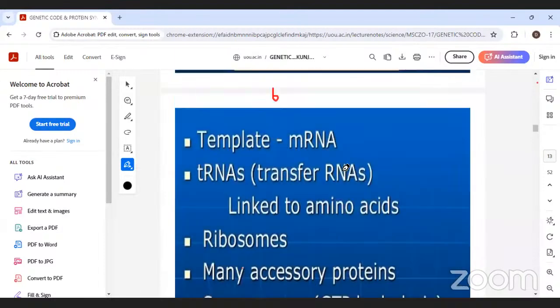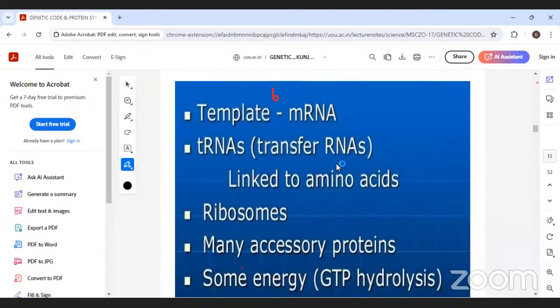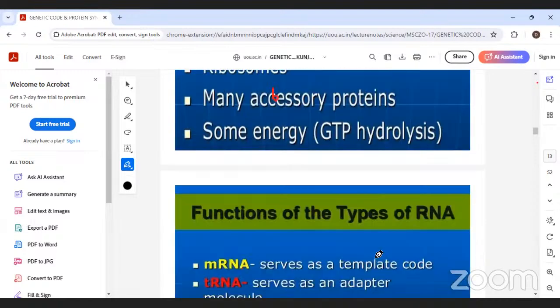The template is mRNA, and tRNA is called transfer RNA, linked to the amino acid. The ribosomes are the 80S type. Next there are many accessory proteins and some energy, GTP hydrolysis. Another step is initiation.